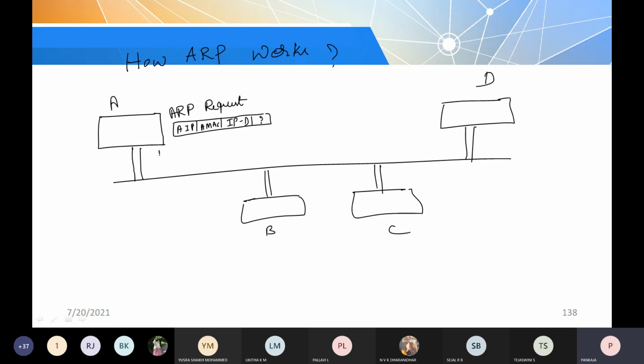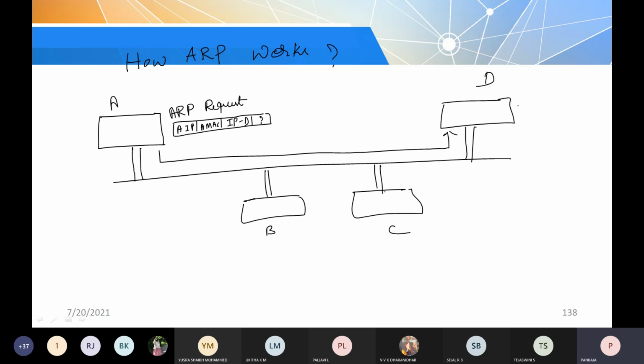This request will go to all the devices. It comes to B and it will check whether this packet is related to this particular device's IP address. The IP address is not matching, so this device will just discard the packet. It comes to C, C's IP address is also not matching, so it also discards. And it goes to D, and here it checks the IP address. It is matching with IP D, that means the IP address of this device.